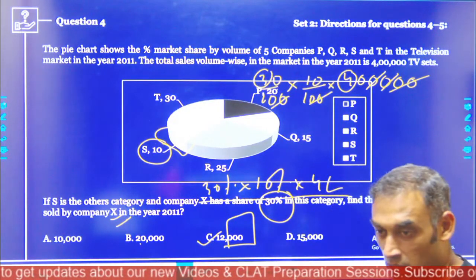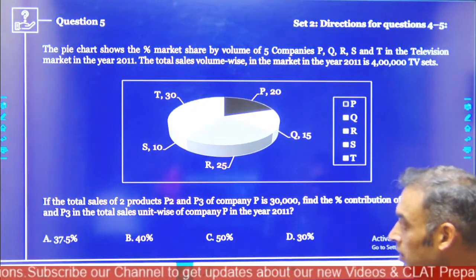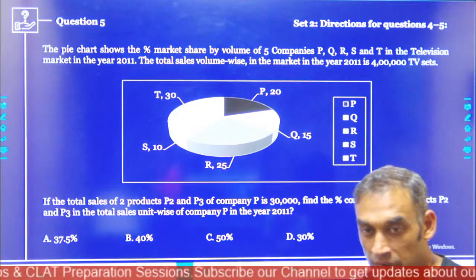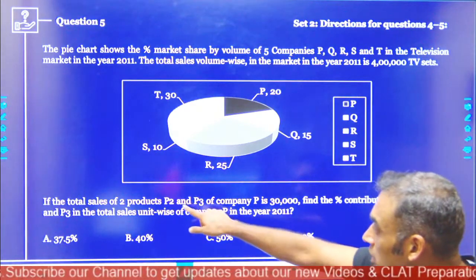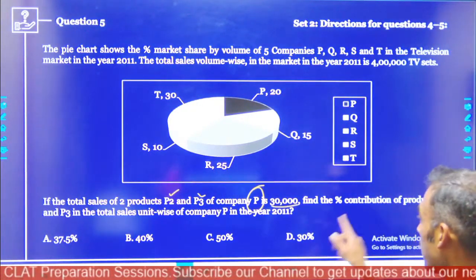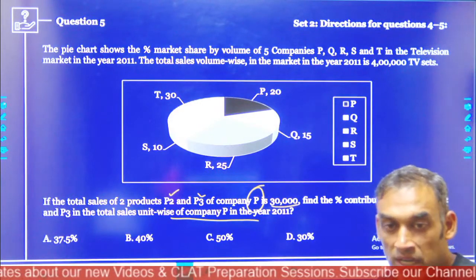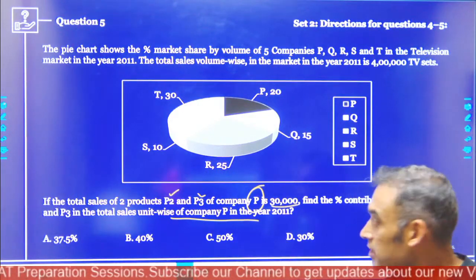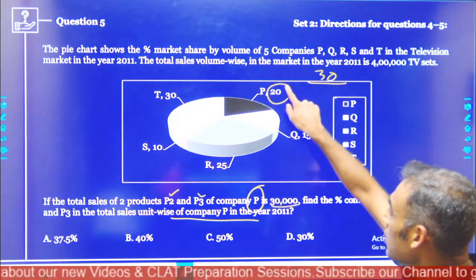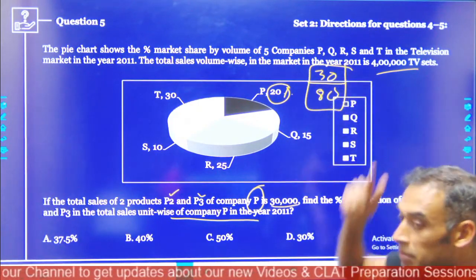Okay, so let's go to the next one now. Again, now in this question, what are we given? We are concerned about P here. Now, total sales of P2 and P3 is given, which is part of P. This is 30,000. We have to find out the contribution of P2 and P3 in the total sales of company P in the year 2011. Again, the basic maths here is that 30,000 is given, so just write it as 30, and this is 20. 20% of what? Of 4 lakhs, which is 80. So all that we have to figure out is a 30 by 80 or 3 by 8.